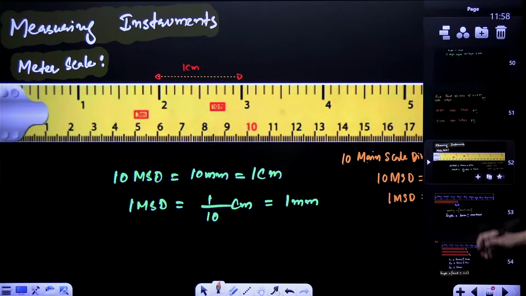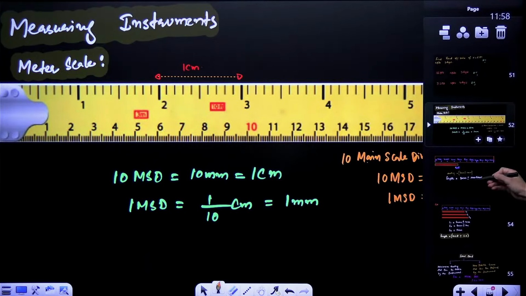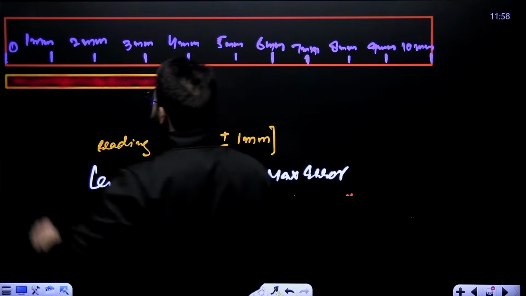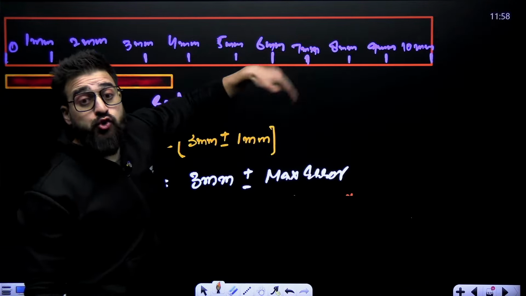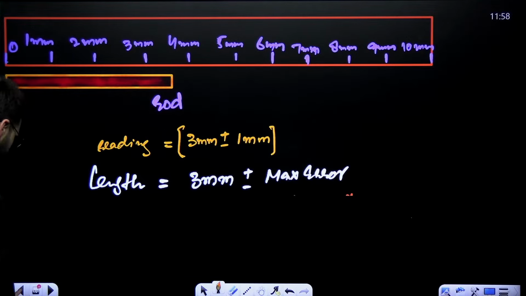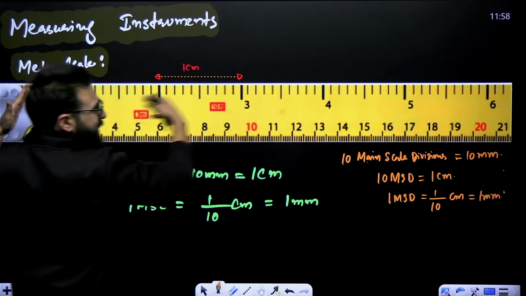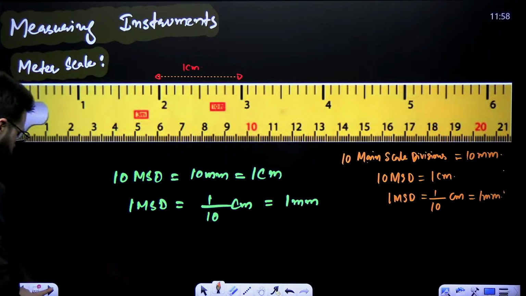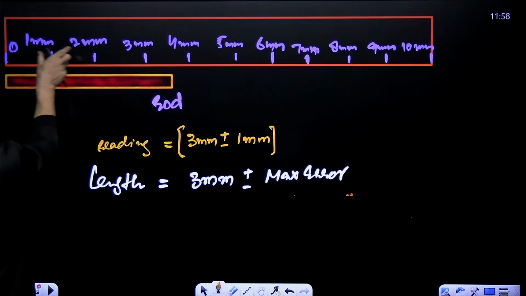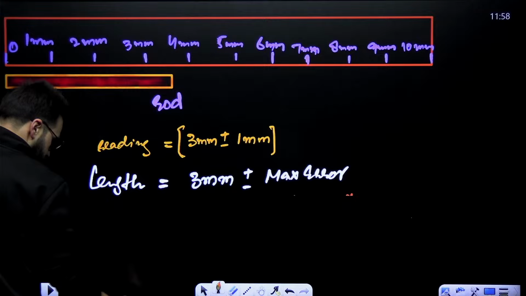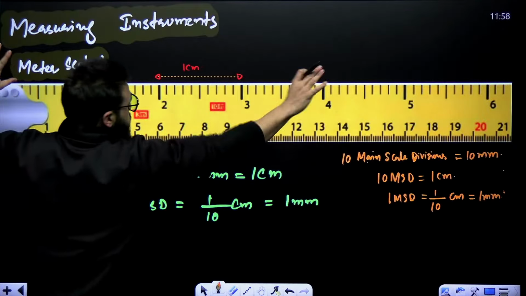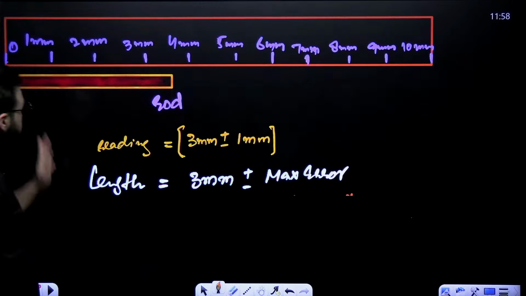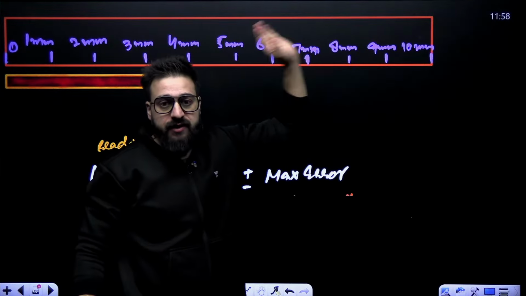Now guys, listen to me very carefully. Let's see this meter scale in a zoomed view. I'm not making the entire scale, I'm just making this part of the scale in the next slide, like 1 mm, 2 mm, 3 mm, 4 up to 10 mm. So these 10 mm I'm making over here in a zoomed view.